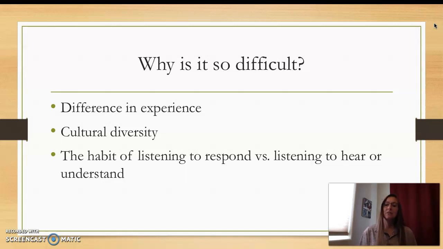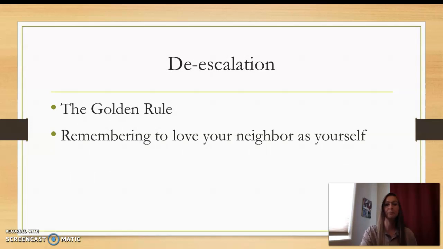Another reason why it can be difficult is because as Americans, we can have a habit of listening to respond versus listening to hear or understand. So as we collaborate, it's important to keep in mind that we're respecting one another and really want to draw from each other's experiences and expertise.